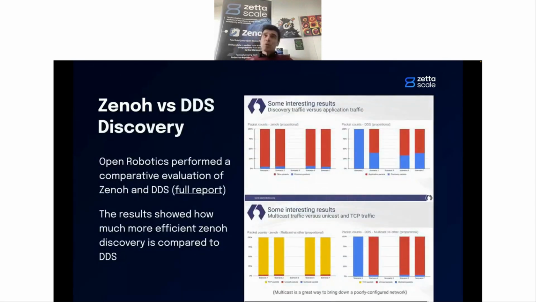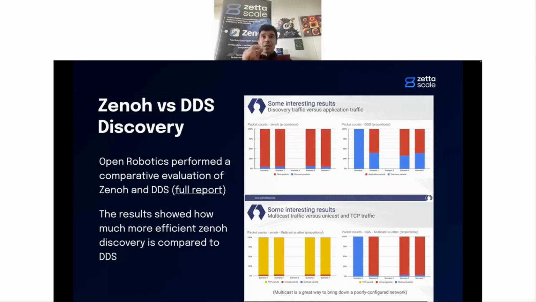If we look at another dimension, which is not raw performance but wire efficiency, one of the very important aspects is discovery data. For instance, one of the challenges that DDS has when running on a wireless network is the amount of discovery that it creates. This is an evaluation done by Open Robotics. The full report is quite interesting. I've put the link here.